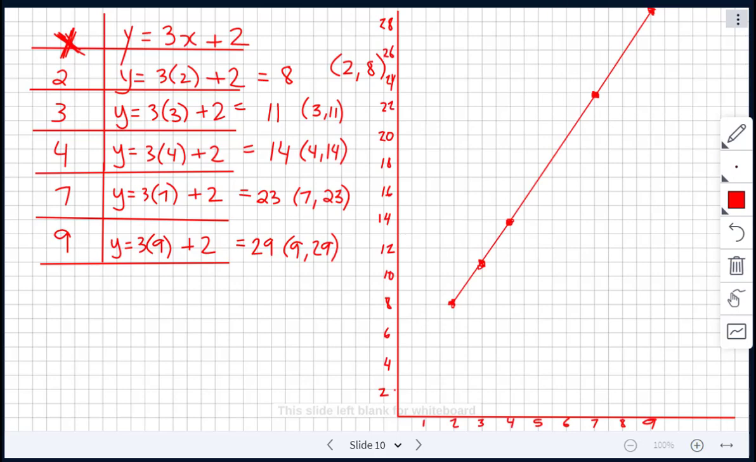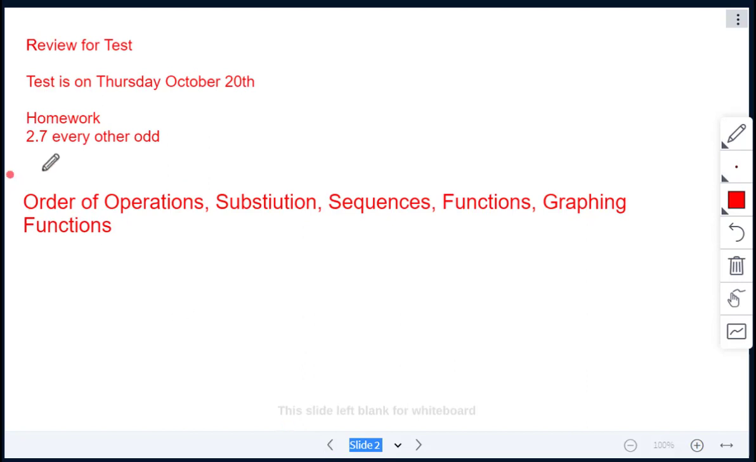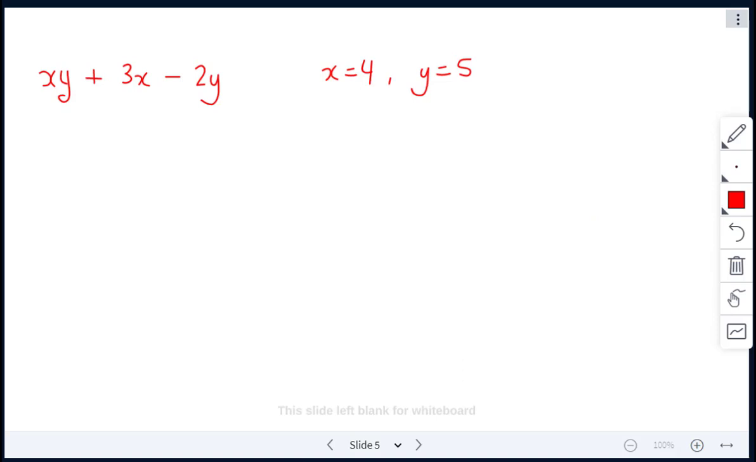All right, so we've got all our coordinates here, 2, 8, 3, 11, 4, 14, 7, 23, 9, 29. Those were our coordinates, and they were just plotted here, and then we connected them, and that's what the graph looks like. All right, so we do have some review. If I go all the way back to the beginning slide, so it is 2.7, every other odd, and our test is on Thursday. All right, so we were just doing another practice question here on substitution and BEDMAS.